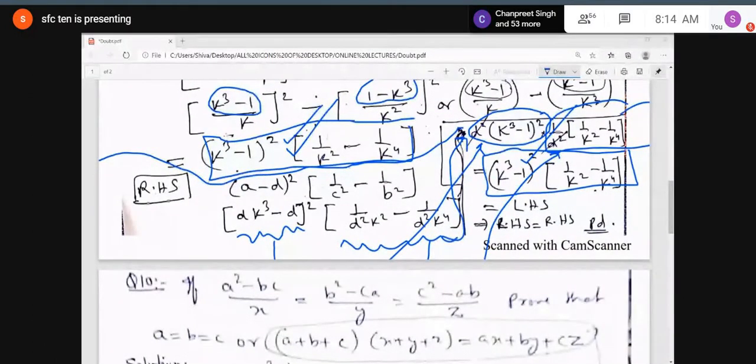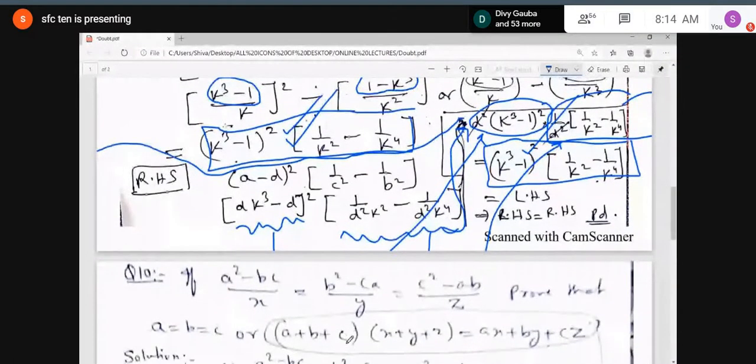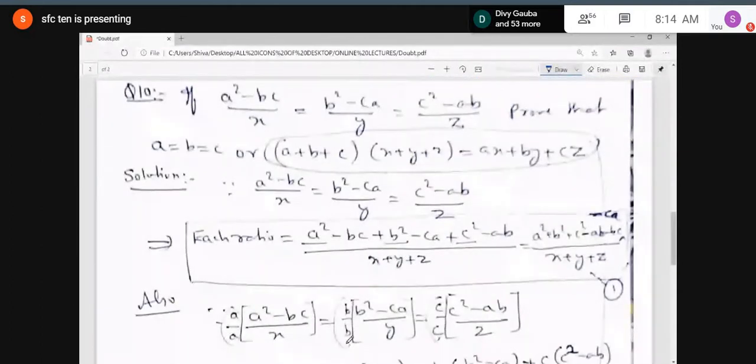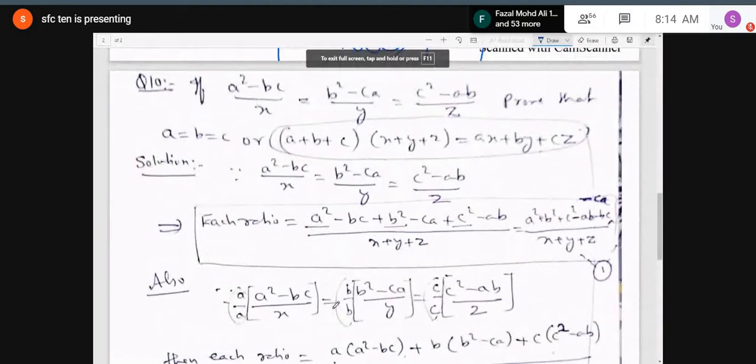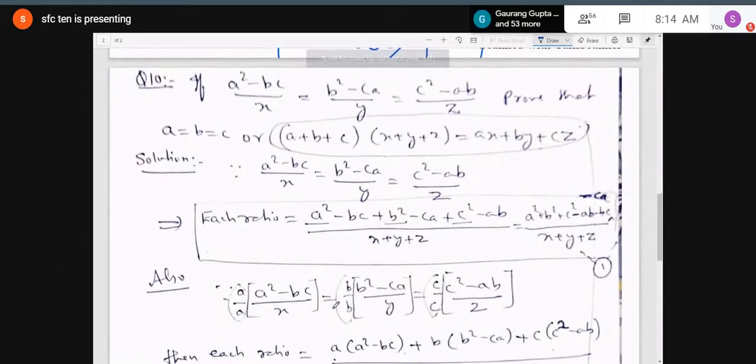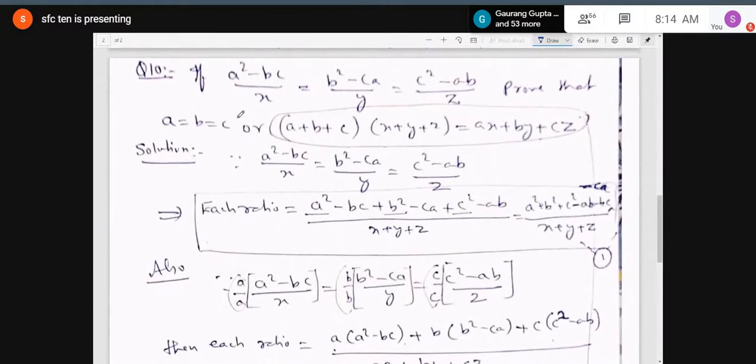Now question number 10, if you go through question number 10, in fact I think nobody has done it, so I have sent the solution of this also. If (a square minus bc) upon x is equal to (b square minus ca) upon y is equal to (c square minus ab) upon z, then you have to prove that a is equal to b is equal to c, or (a plus b plus c) into (x plus y plus z) is equal to ax plus by plus cz. This was a little tricky.